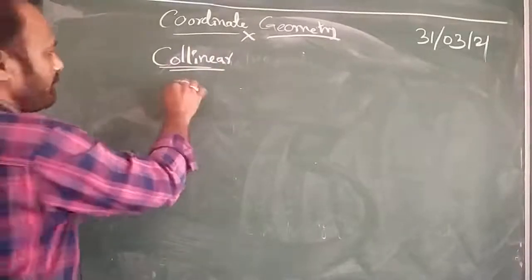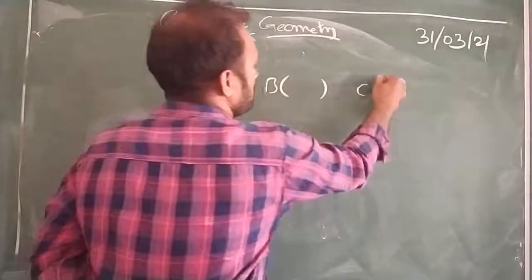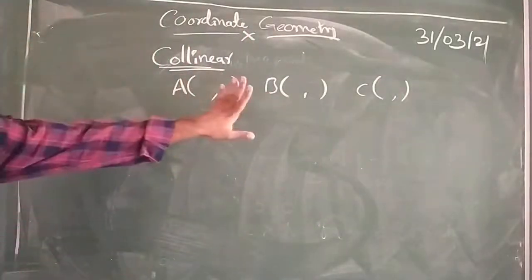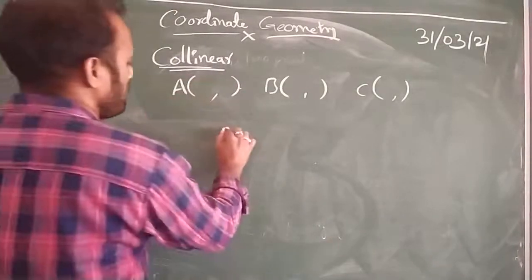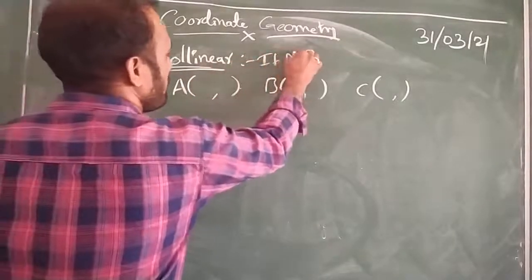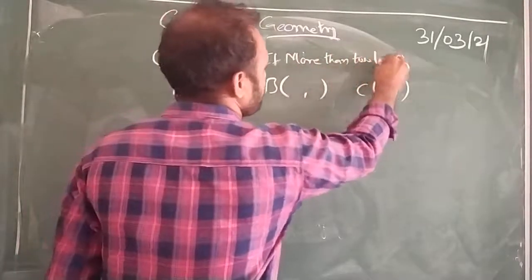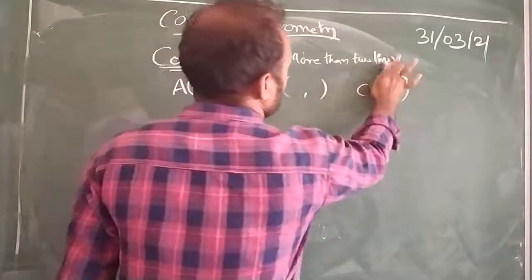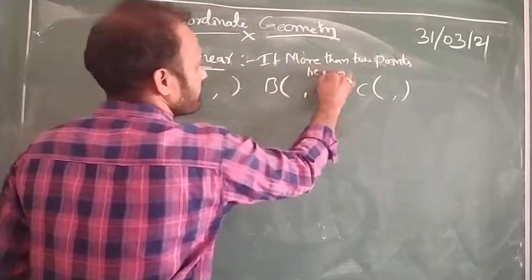So if 3 points A, B and C are given, and if he is asking us to prove that these 3 points are collinear, so what is the meaning of collinear actually? If more than 2 points lie on the line.